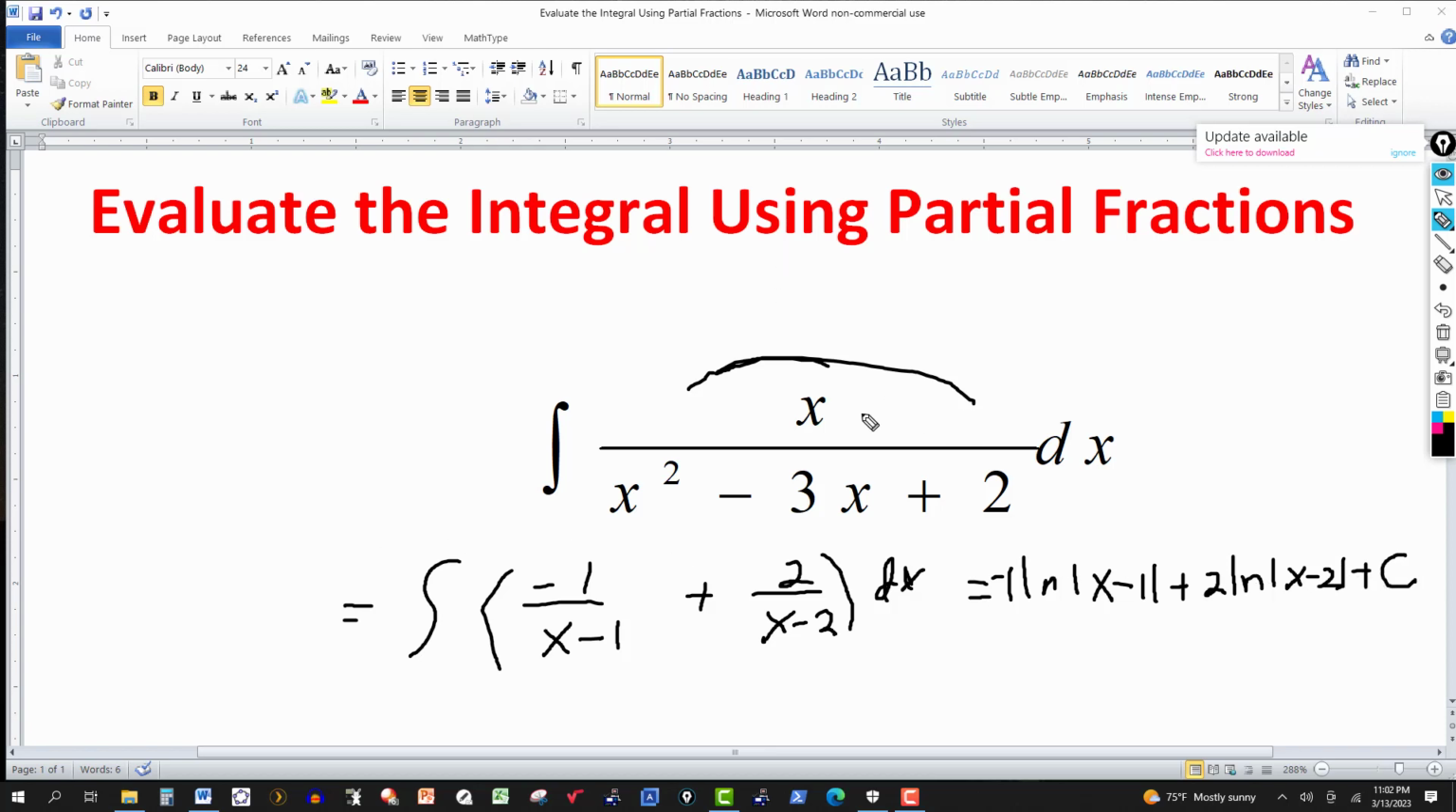So again, using partial fraction decomposition, the original integral breaks down this way, and then we just take the integral individually of each of these. We get minus 1 natural log of absolute x minus 1 plus 2 natural log of absolute x minus 2 plus a constant.